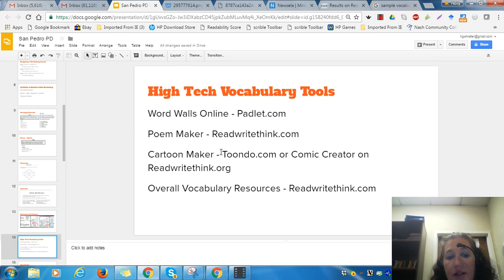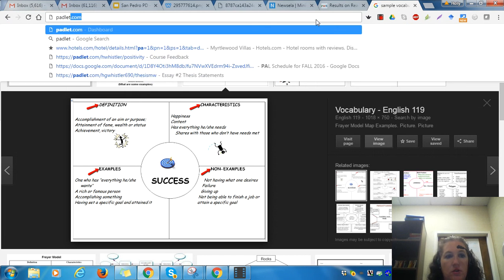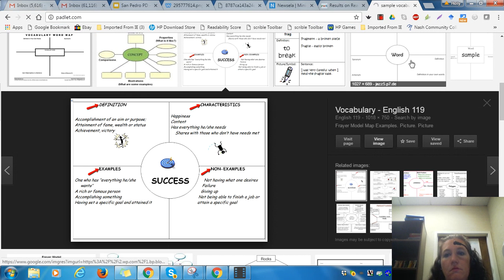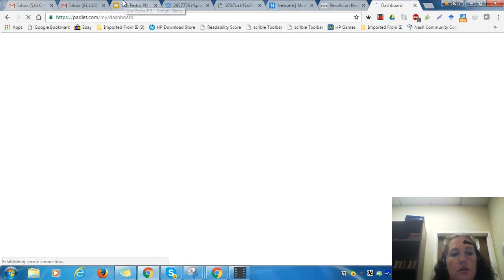Poem Maker, Read, Write, Think also has Poem Makers. Padlet's also a really good resource. And it just looks like a big bulletin board.